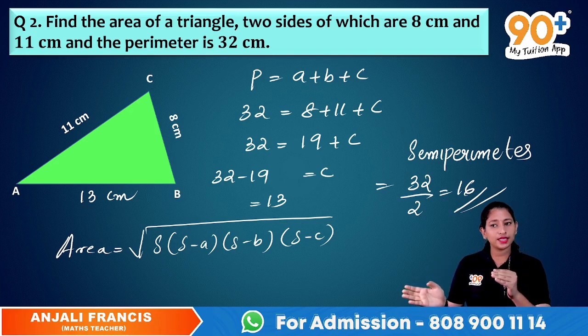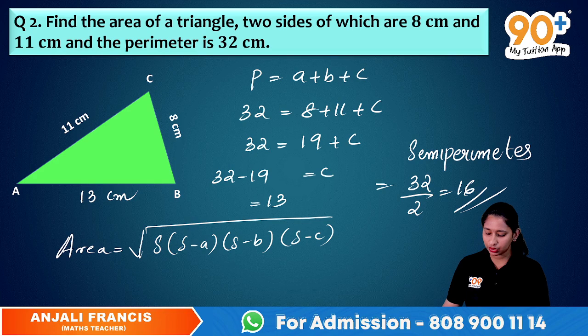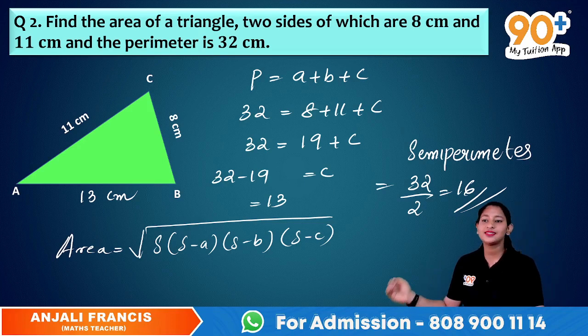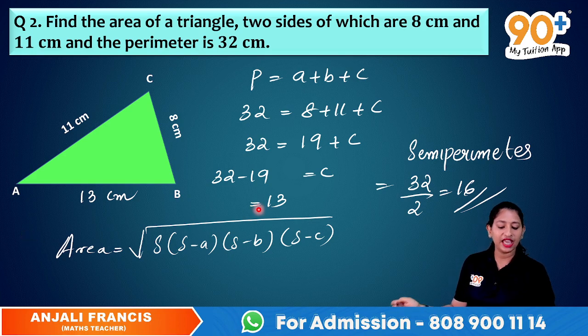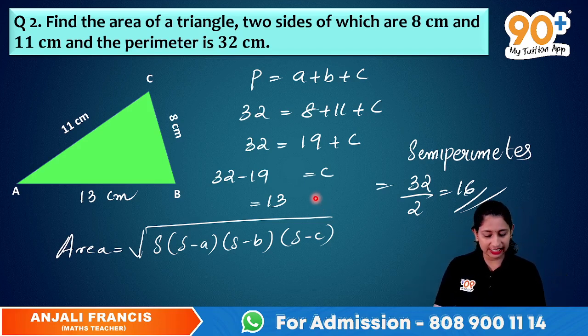So 32 is equal to 8 plus 11 plus c എന്ന് കൊടുത്തു. Third side നെ ഞാൻ c എന്ന് കൊടുത്തു. So 32 is equal to 19 plus c. Then c is equal to എന്ത് വരും? 32 minus 19, it will be 13. 13 centimeter ആണ്. So here also we are writing 13 centimeter. Okay. So 13 centimeter. Is it okay?